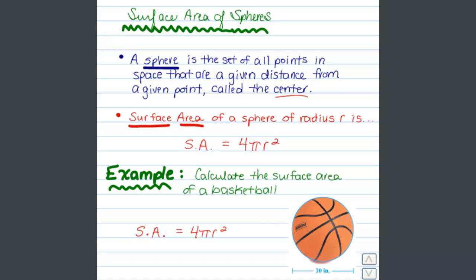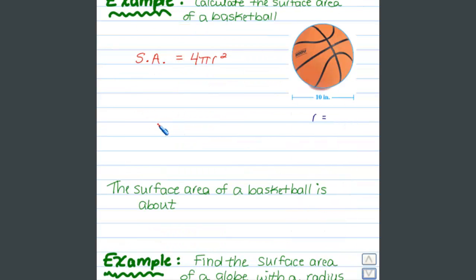We're going to use this equation to help us find surface area. To find surface area, you're going to take 4 times pi times your radius squared. Let's take a look at an example. With the basketball that we have, we want to calculate the surface area of a basketball. Using the fact that surface area equals 4 times pi times r squared, let's find out what our surface area will be. To begin with, we need to find out what our radius is.